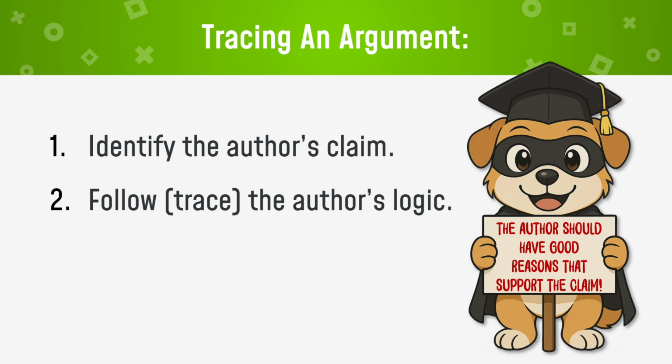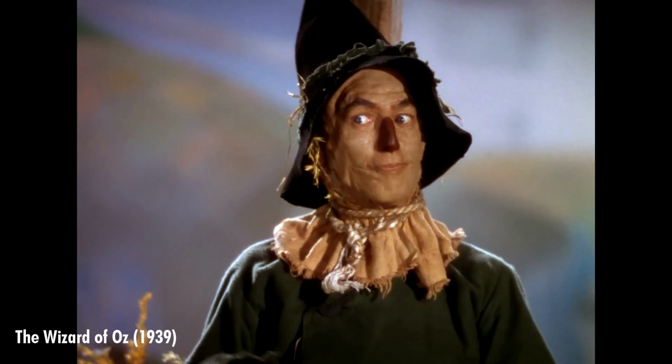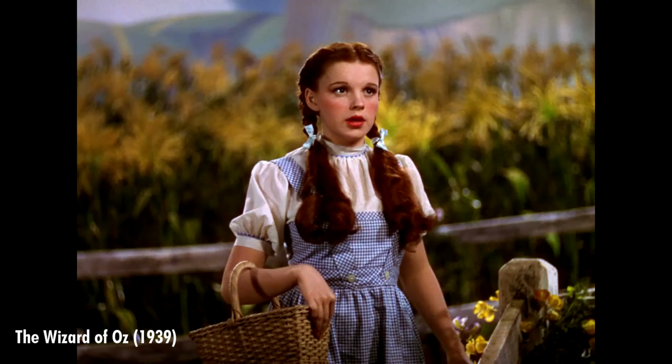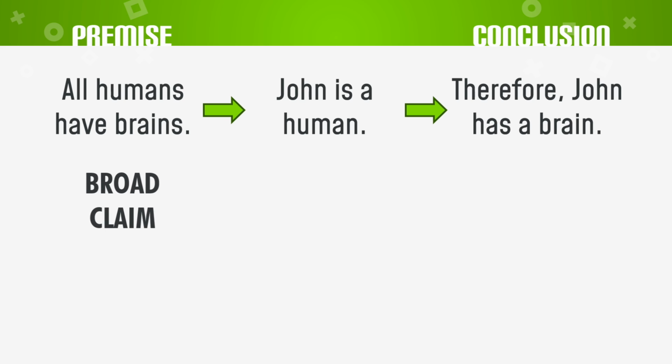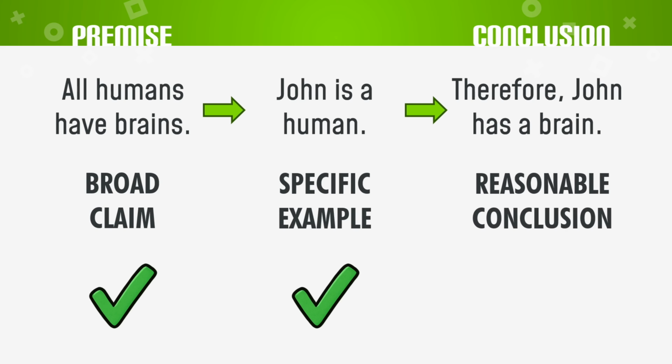First up, all humans have brains. John is a human, therefore John has a brain. Is that true? But some people without brains do an awful lot of talking, don't they? Yes, I guess you're right. This example is good reasoning. Each statement connects with the other. It starts with a broad claim, gives a specific example, and reaches a reasonable conclusion. If both statements are true, then the final statement has to be true.